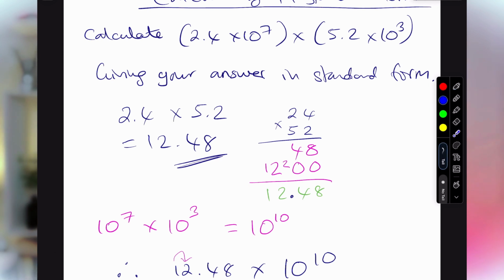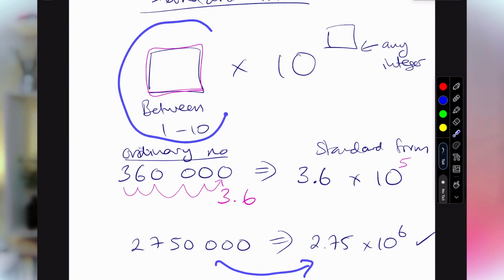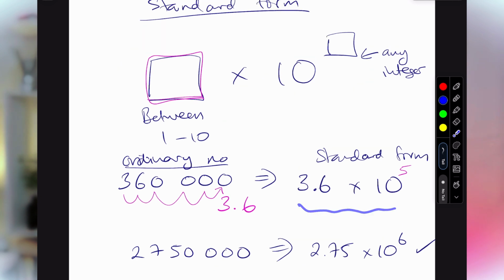The next thing that I feel that you should get lots of practice on is standard form. So writing numbers in standard form and also writing numbers from standard form. Remember that first number has to be between 1 and 10. And then you write your times 10 to the power of something.